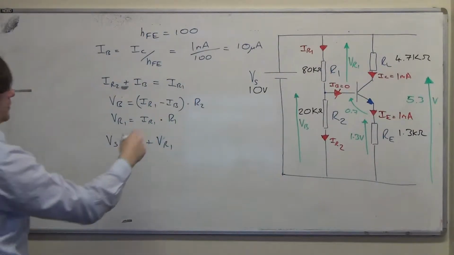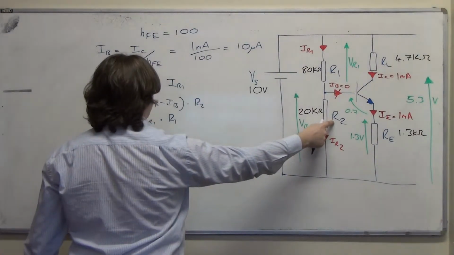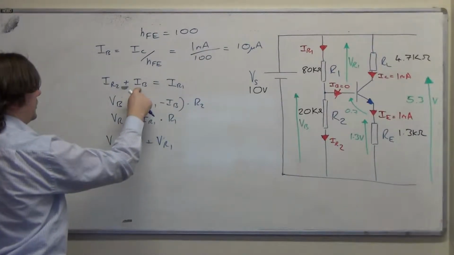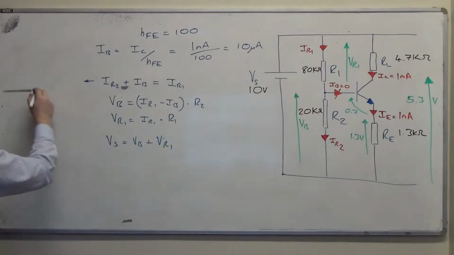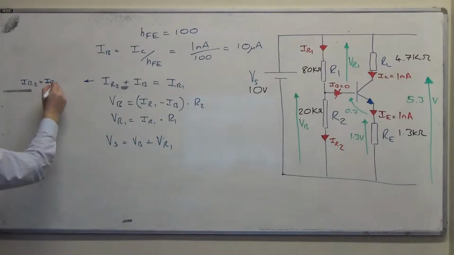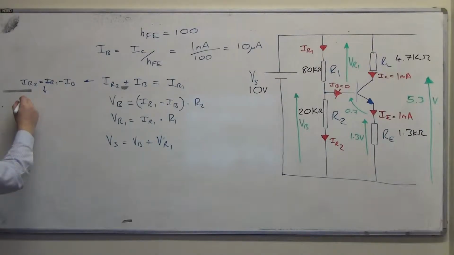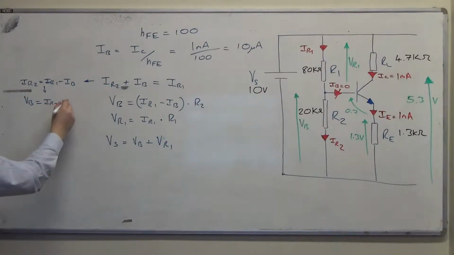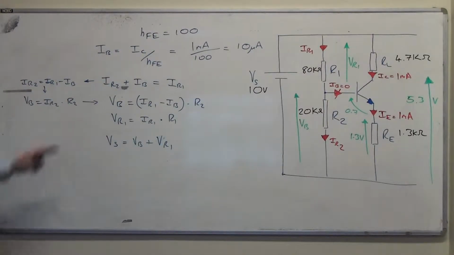So what I did in my head was I said that VB is IR2 times R2, and I've said, well, IR2 is IR1 minus IB, so I did that step in my head and then substituted in. So what I should really have done is said IR2 is equal to IR1 minus IB, and there is another equation which this goes into, which is VB is equal to IR2 times R2, and that goes into there. But since I know where I'm headed with this, I'd rather just go straight to there. But if you like that continuity, that's fine.